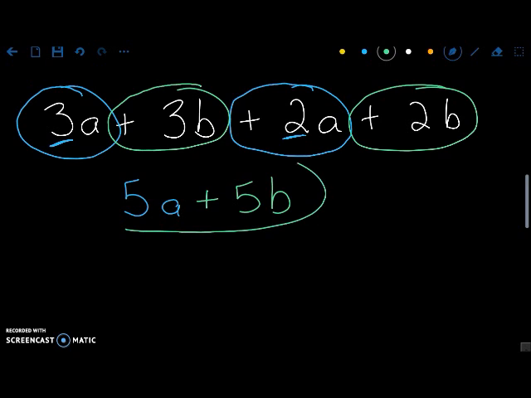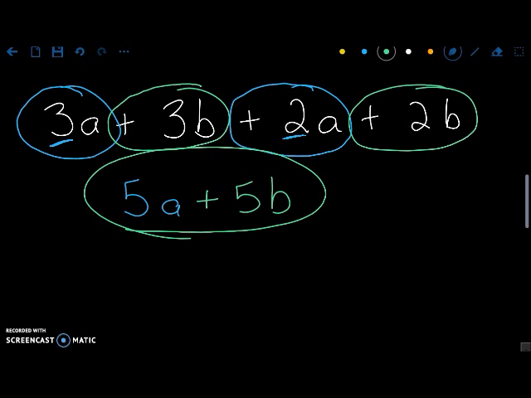Now, the reason why we can't go any farther with that is because we don't have any more like terms. Once you've combined all the like terms that you have, you're done. You can't progress any farther. A lot of students want a very simple answer like 6ab or 10ab, or they try to combine, but you can't combine the a and the b because they're not the same kind of fruit. We have to have separate bags for each type of fruit. The apples have to go in one bag and the bananas have to go into the other bag. So this is actually the answer, 5a plus 5b.